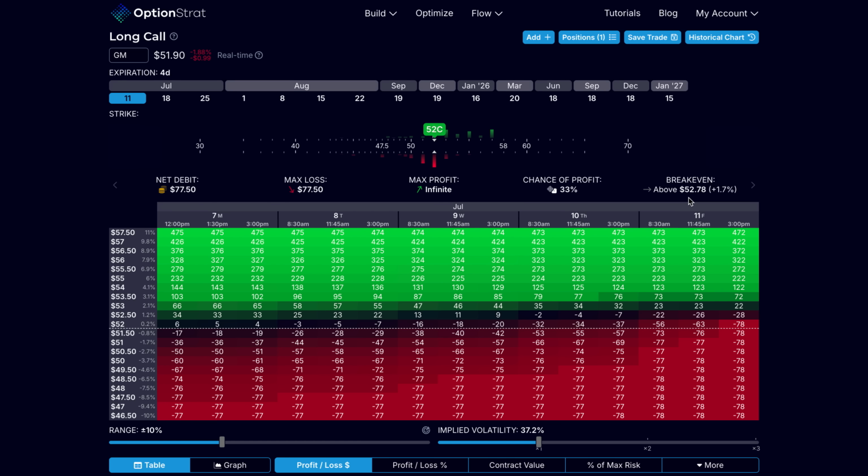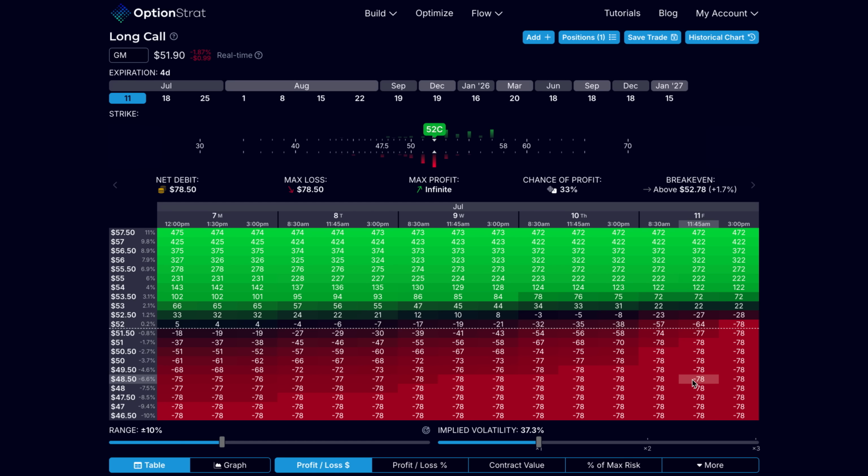Now, what is the big problem with this? What if instead of the price going up for the stock, it goes the opposite way and it goes down? As you can see, you would lose everything you paid to enter the trade. So again, right now about $78 to enter this trade. If the price of the stock goes down instead, we would lose that entire amount, $78.